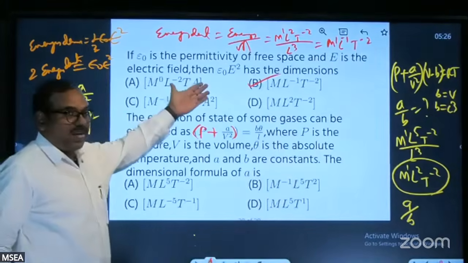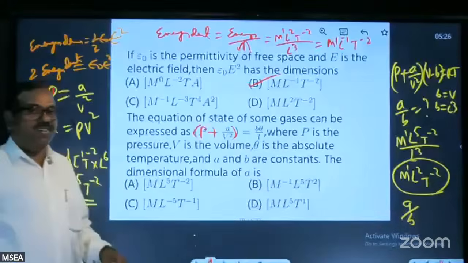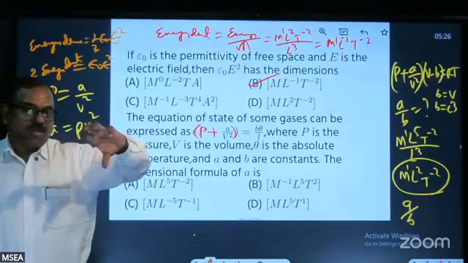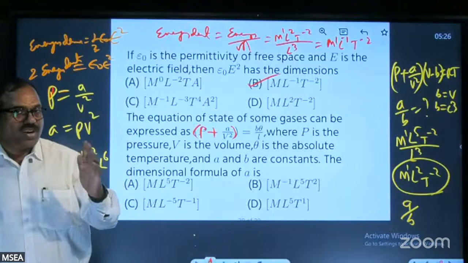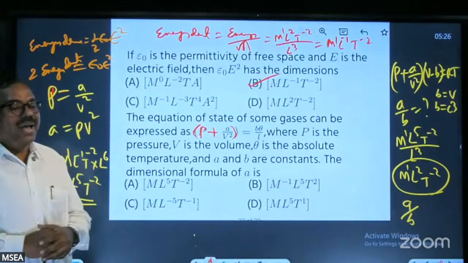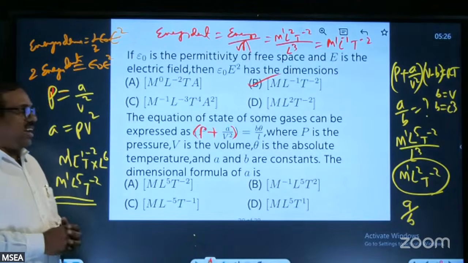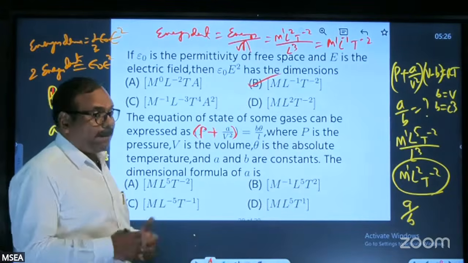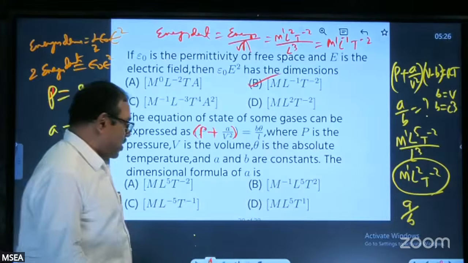Don't write epsilon naught dimension formula. Don't write electric field intensity dimension formula. But just remember energy density. So the formula you know, half epsilon naught E square. From that we can get energy density is energy per unit volume. Any energy density means what? Energy per unit volume, or velocity gradient, or pressure gradient, or temperature gradient.